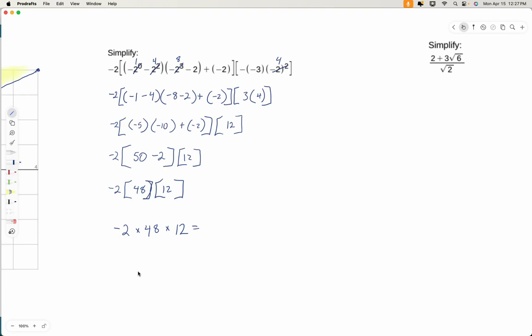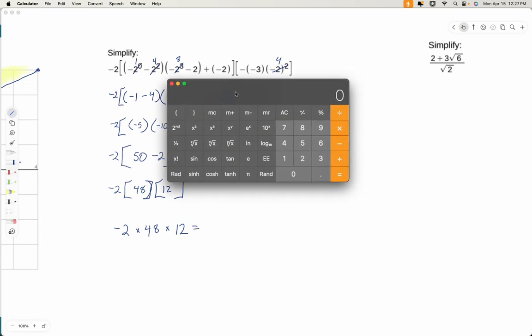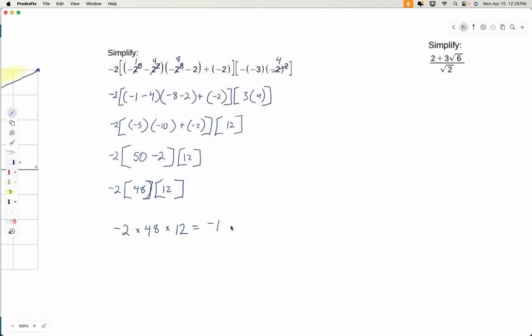So that's all we have to do. And I'm going to do that on the calculator because my brain shuts off at a certain point when the numbers get really big. So -2 times 48 times 12. Negative 1,152. That should be your answer.